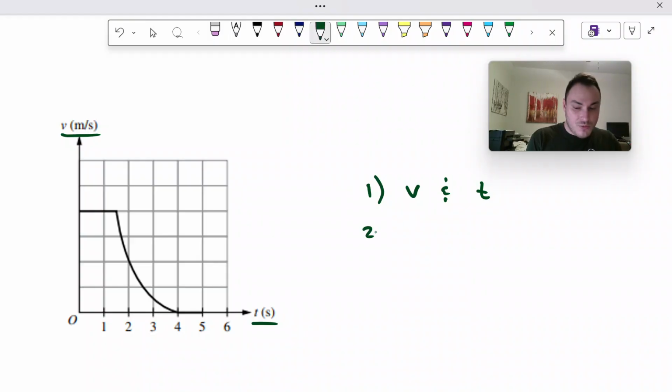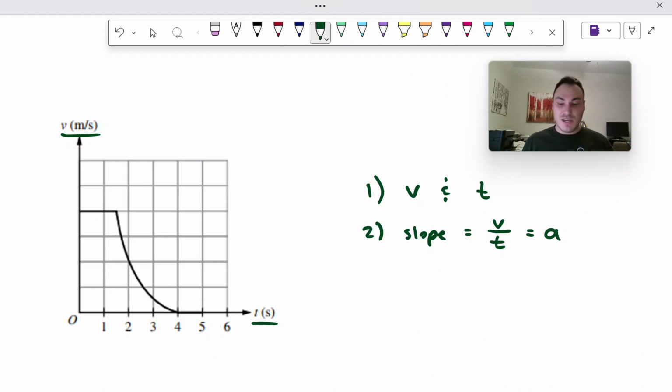2, what does the slope of the curve tell me? Now you can choose to analyze either the variables or the units. Let's look at the variables. So to get the slope, we're going to be taking velocity, which is the rise, over time, which is the run. Hey, velocity over time is acceleration. Your change in velocity over your change in time is acceleration.